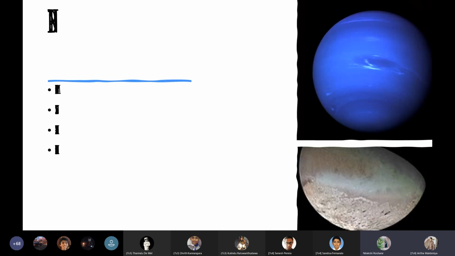So then we come to the last planet of the solar system, and that's Neptune. It's the 8th planet from the Sun, and it is seen in blue. It's 4 times larger than the Earth, and there are 14 satellites. Triton is one of the satellites that you can see in the presentation.